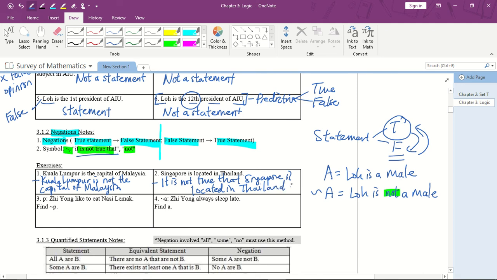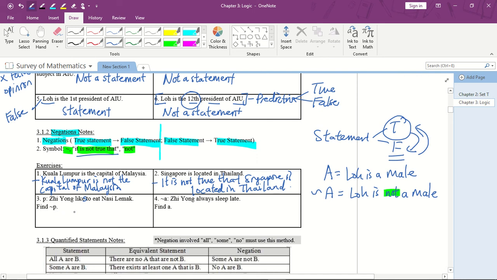Of course, if you want to use the word not, you can also use it. You can put it as Singapore is not located in Thailand. That can also help to reverse the statement. Okay, let's look at the third question here. P is equal to Zion likes to eat nasi lemak. So here it says find negation P.